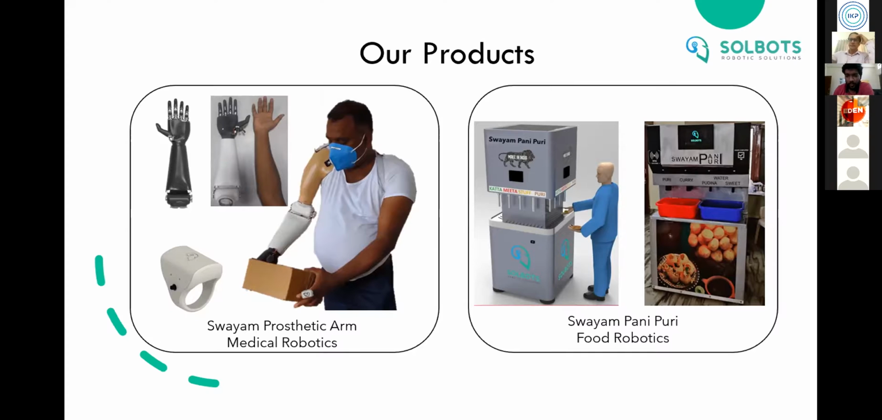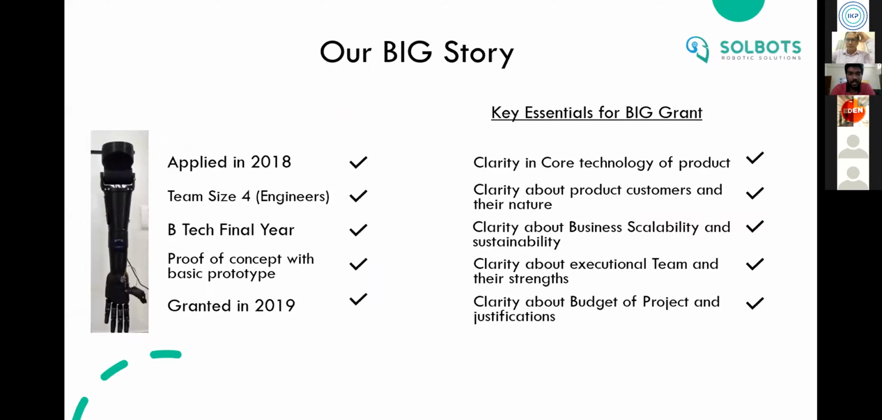This is one more product that we are currently working on, which is in food robotics. Coming to our BIG story, we applied to BIG in 2018, when we were in BTech third year. That's a very young age to apply for a grant like BIG, but we never thought of getting a BIG grant at such an early stage.